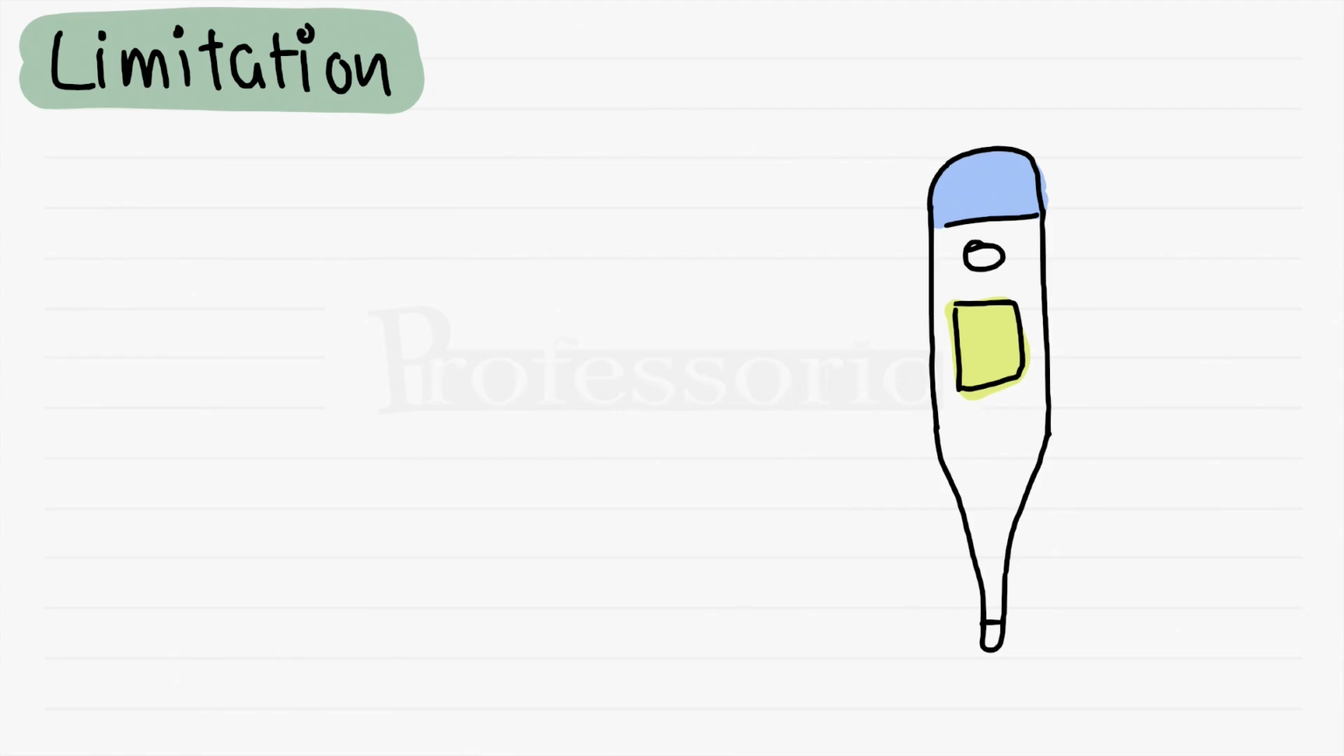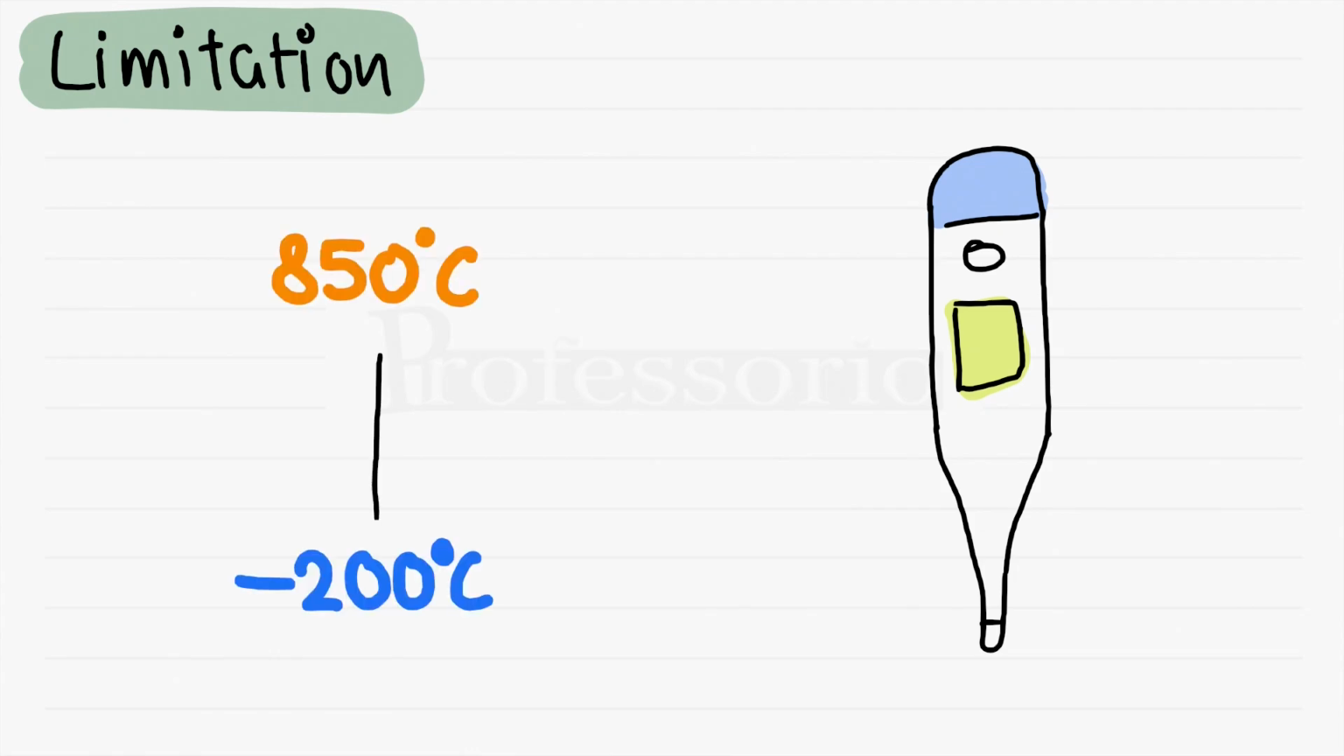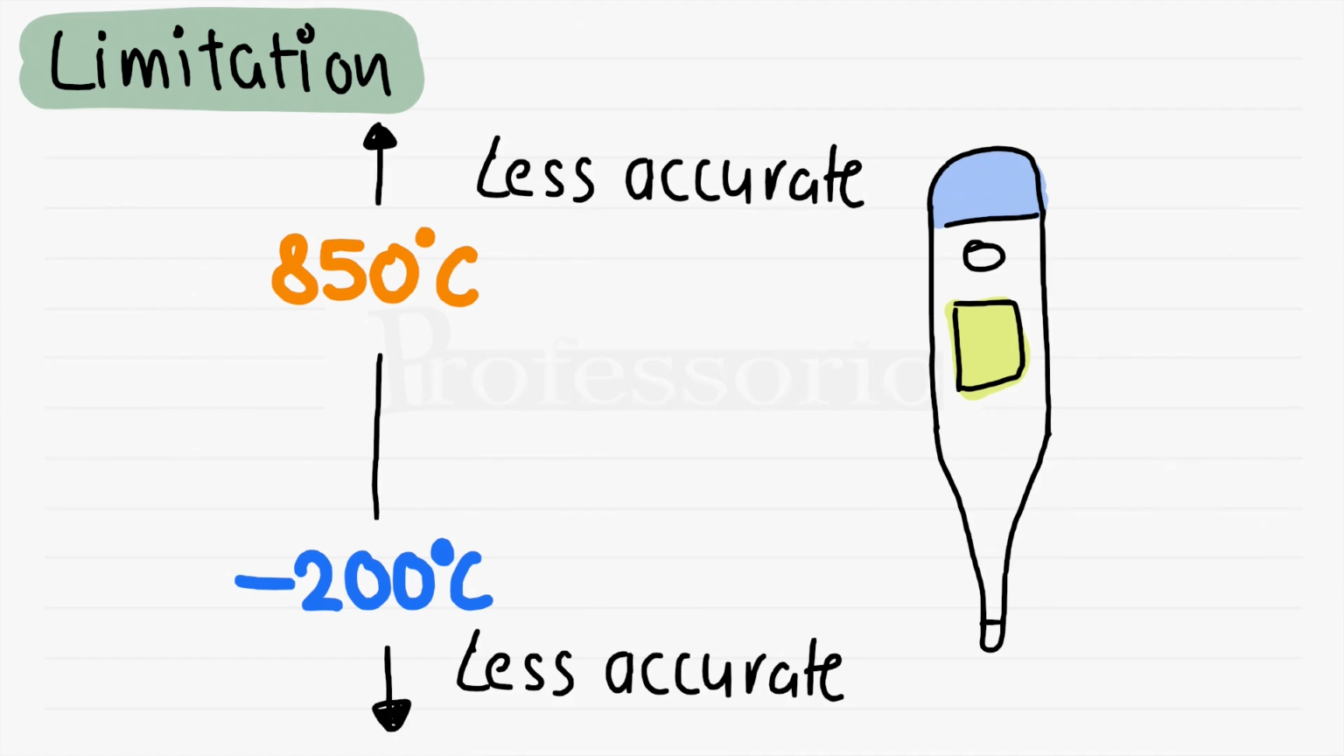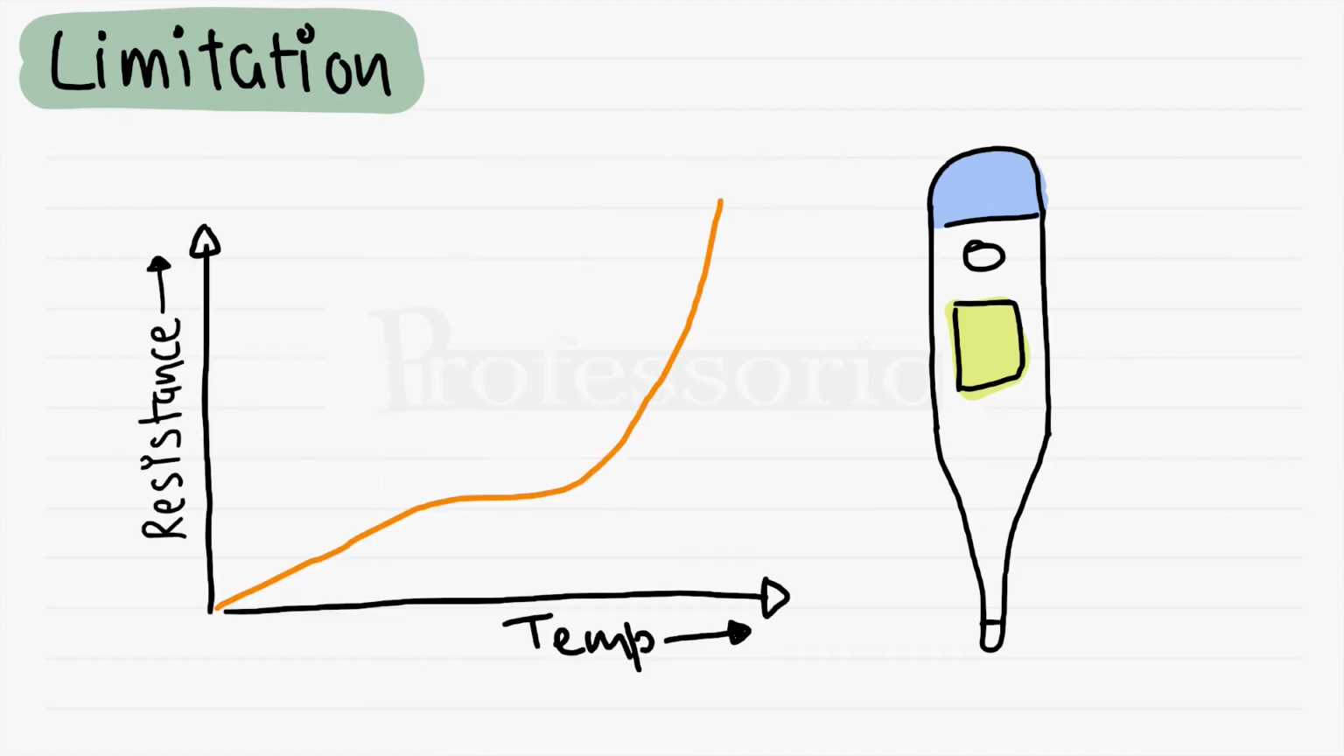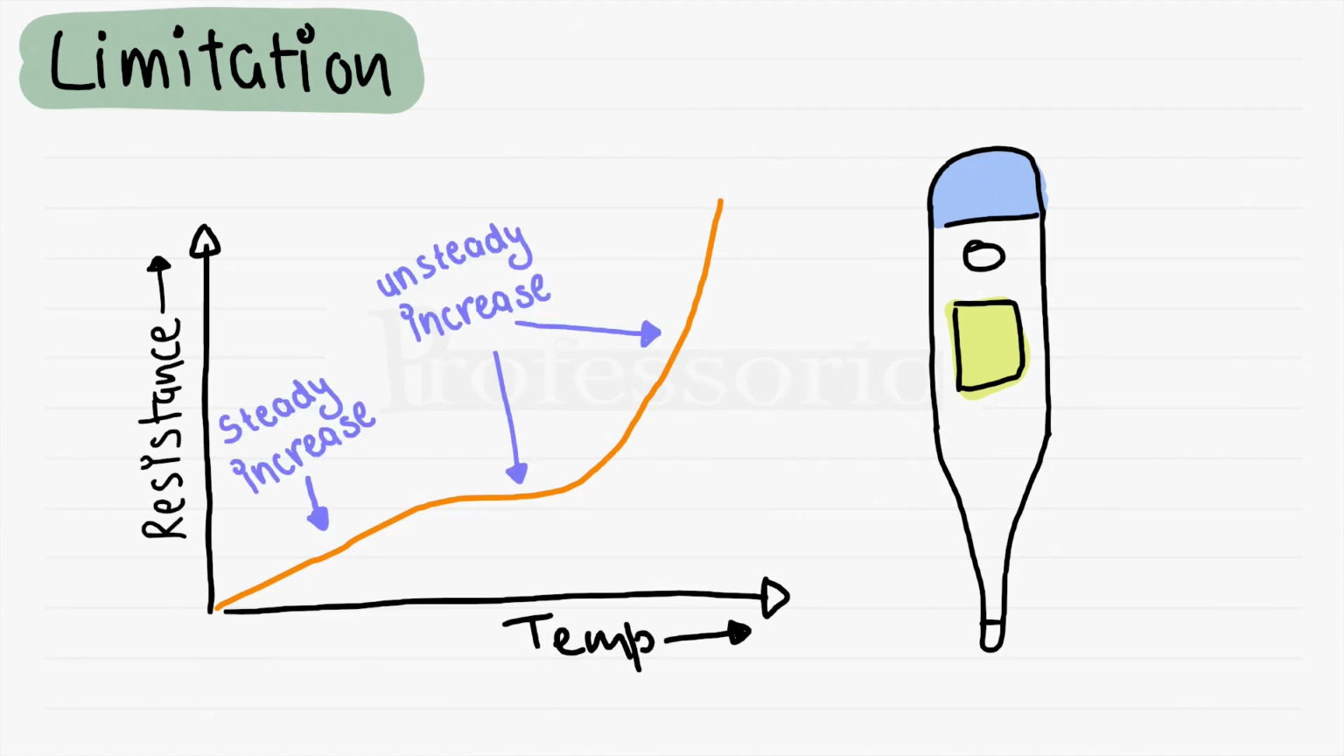Resistance thermometers, on the other hand, can go higher, but their readings become slightly less accurate at the extreme temperatures because the change in resistance to flow of electricity doesn't always change perfectly steadily with temperature.